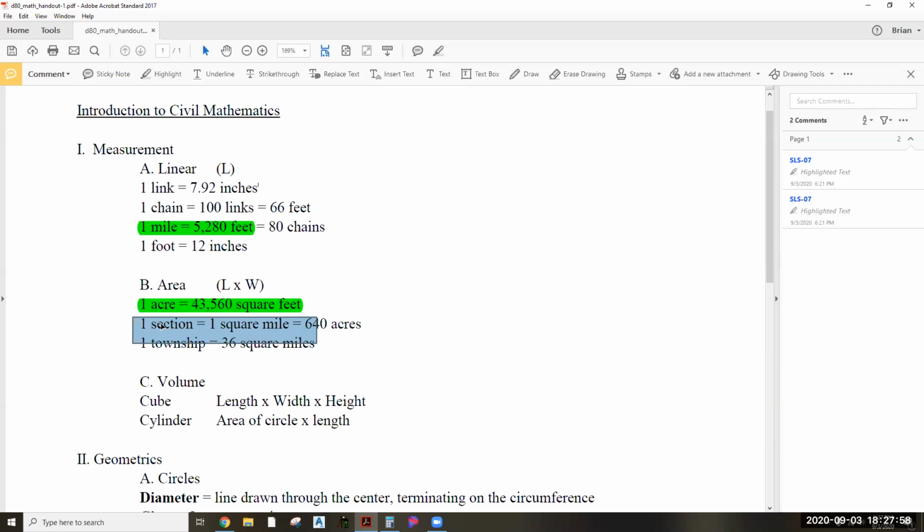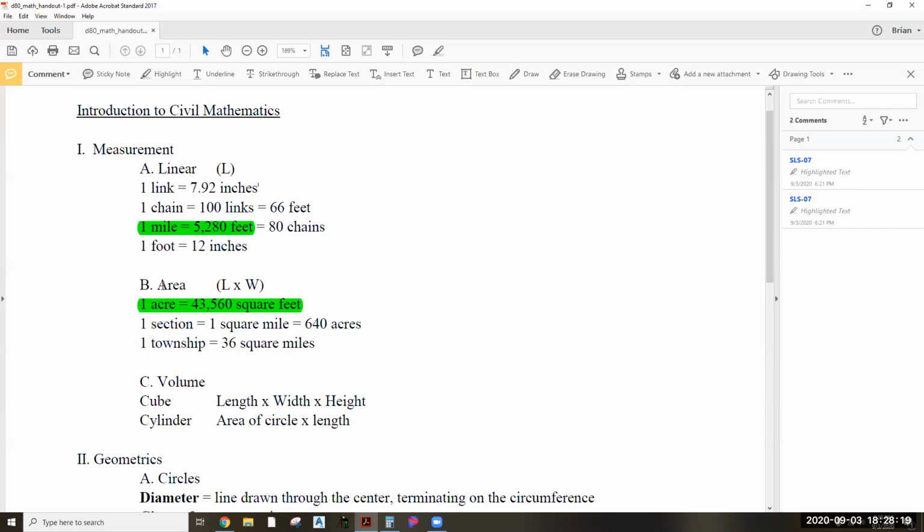And 1 township is 36 square miles. So 1 township equals 36 sections. And again, we'll cover this all later on. But what you really need to know right now are what you see in green. Okay.